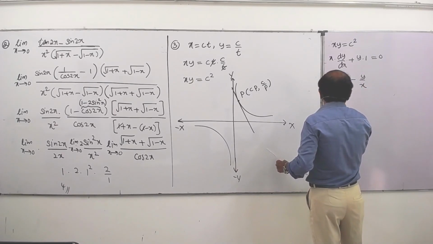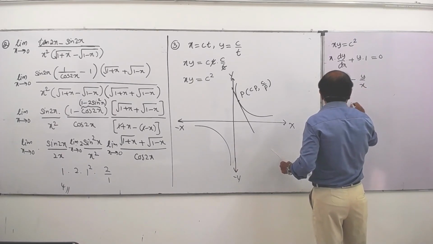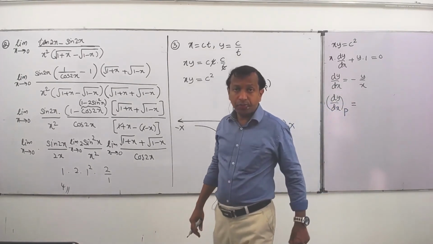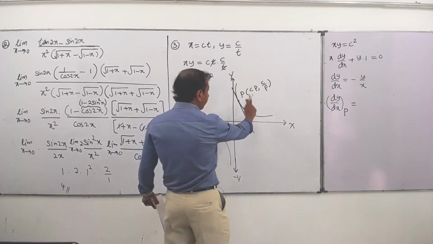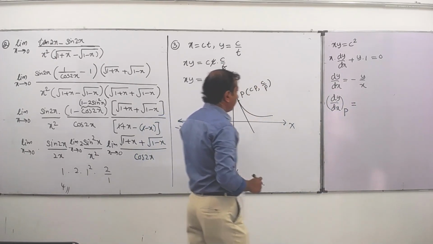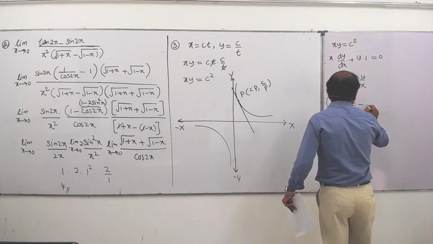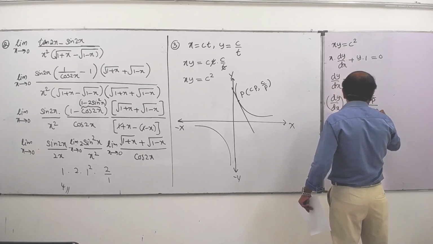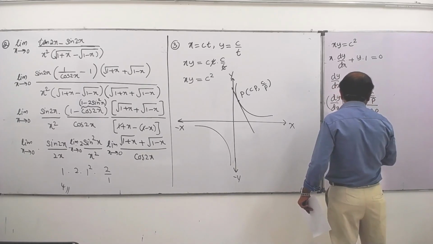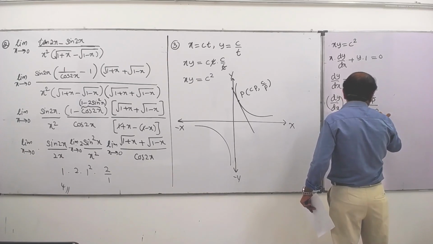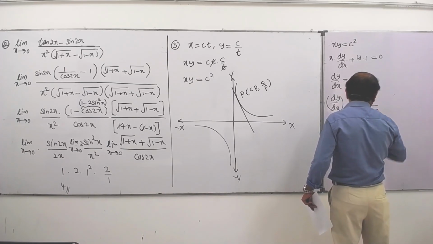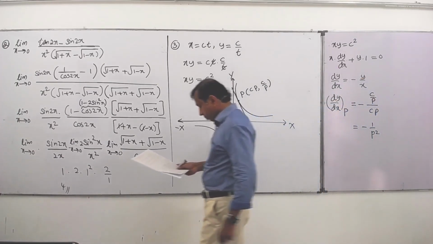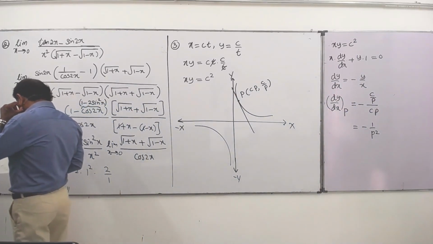Now we need this dy by dx at the point P, at the point P only. At the point P, we have the coordinates: x coordinate cp, y coordinate c upon p. Then we get minus, p comes here, c over c, this c we can cancel down, 1 over p squared. We get 1 over p squared with a minus sign.